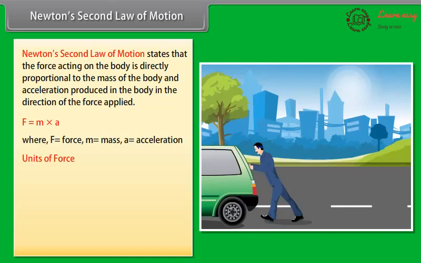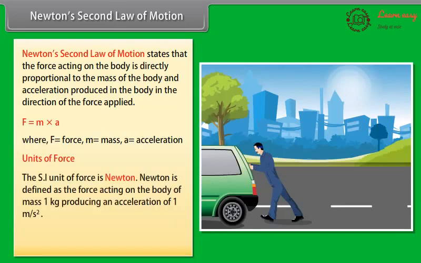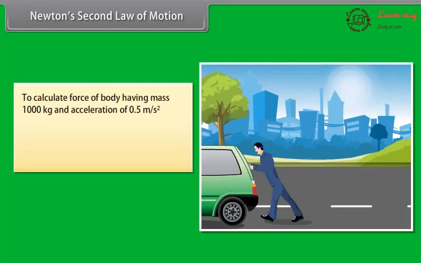Units of force. The SI unit of force is Newton. Newton is defined as the force acting on the body of mass 1 kg, producing an acceleration of 1 meter per second square. Unit is equal to kilogram meter per second square, or Newton. To calculate force of body having mass 1000 kg and acceleration of 0.5 meter per second square, F is equal to 1000 into 0.5, which is equal to 500 Newton, or kilogram meter per second square.